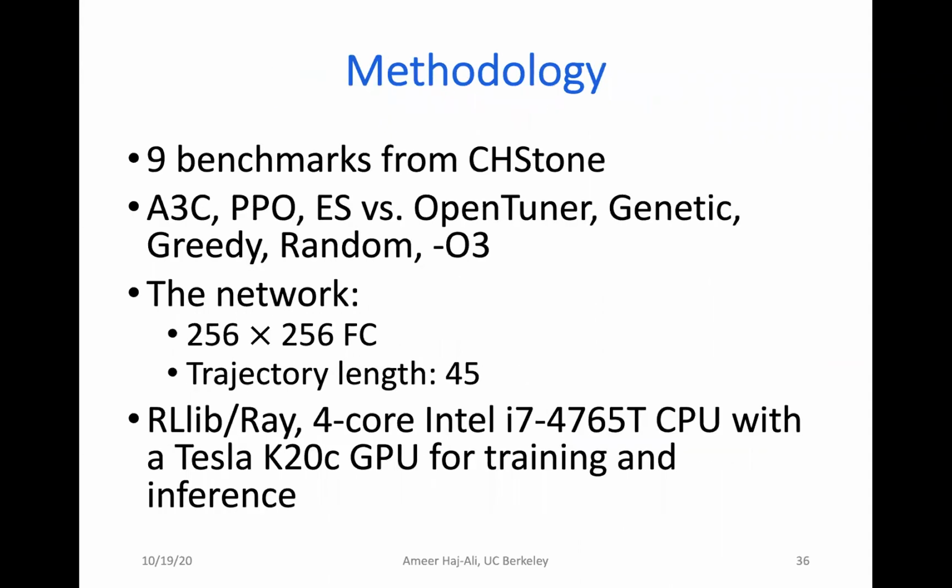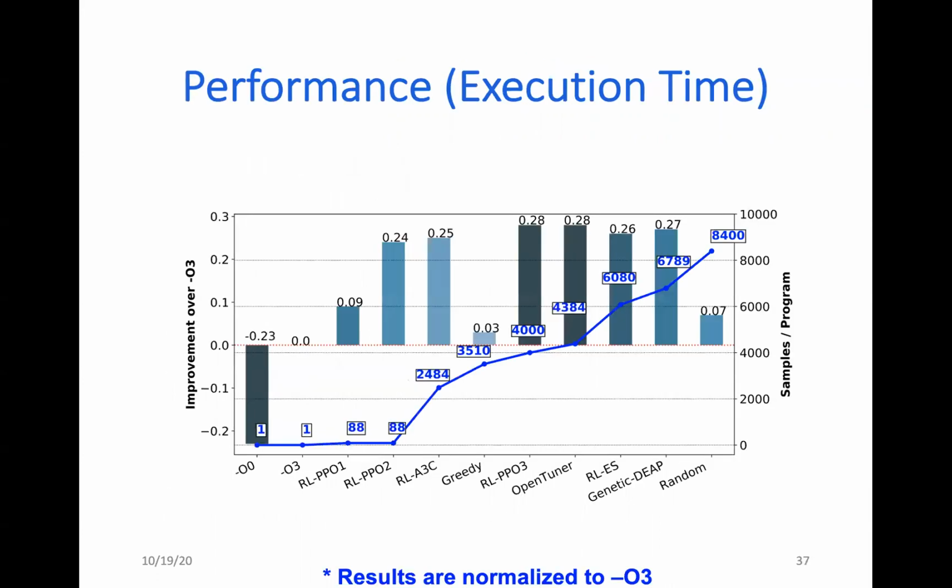For our benchmarks, we used 9 benchmarks from Keystone. We used a simple 256 by 256 fully connected neural network. We limited the number of passes we applied to 45. And for the training, we used Ray and RLlib and a simple CPU, GPU for training and inference. Let's start with some results.